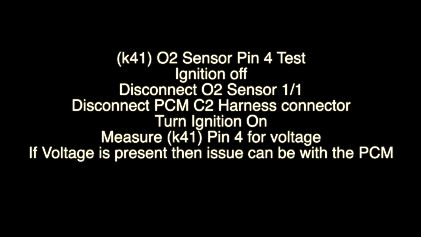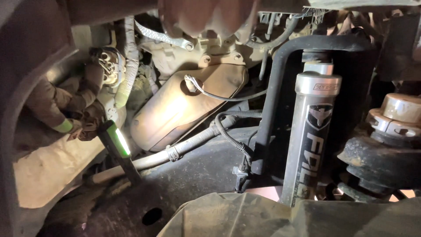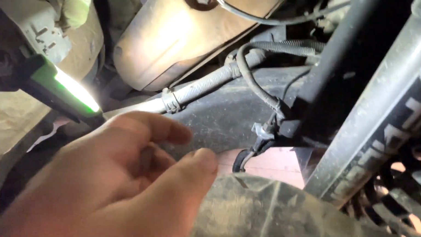The first test I'm going to do is the K41 O2 sensor pin 4 test. Ignition off, disconnect O2 sensor 1-1, disconnect PCM C2 harness connector, turn ignition on, measure pin 4 for voltage. If voltage is present, the problem could be in the PCM or our wiring harness.